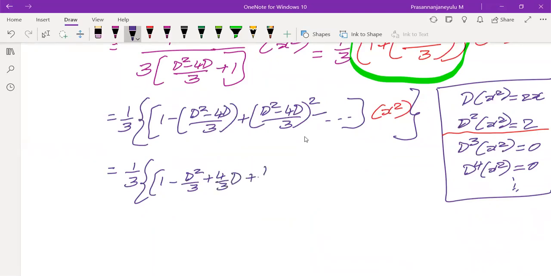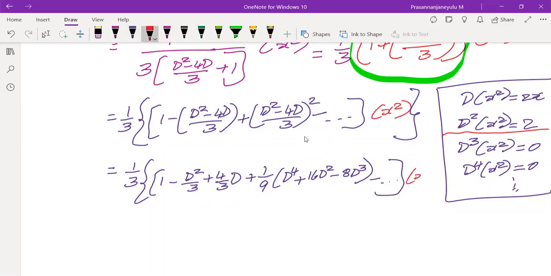Plus 1 by 3 square is nothing but 9 into, what is that? We'll get, what is a minus b whole square? A square, d square whole square is d power 4, plus b square, 4d whole square is 16d square, minus 2ab. What is the 2ab? 2 into d square into 4d is nothing but 8d cube, minus and so on, of x square.